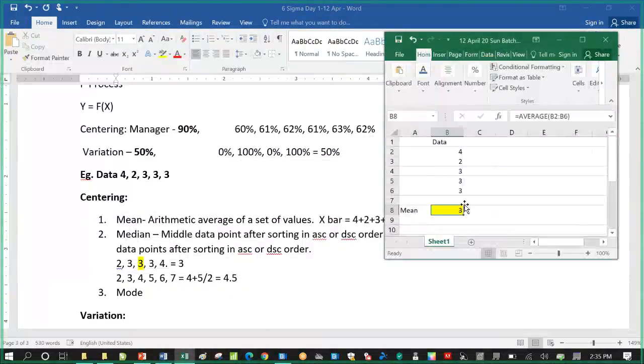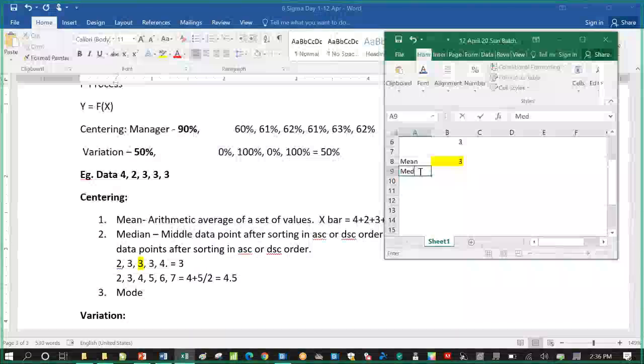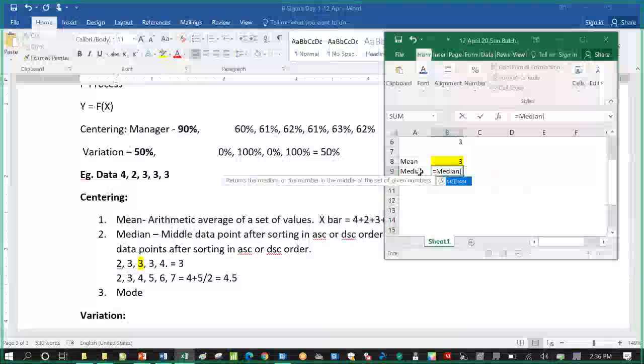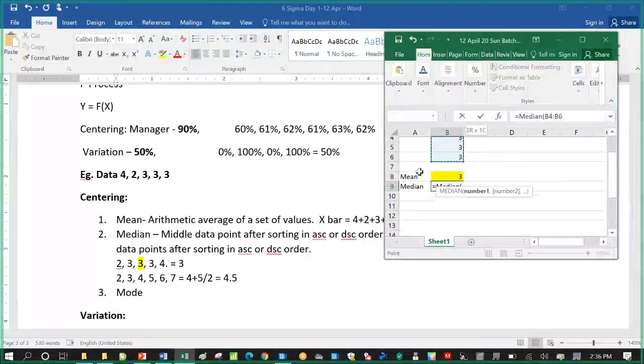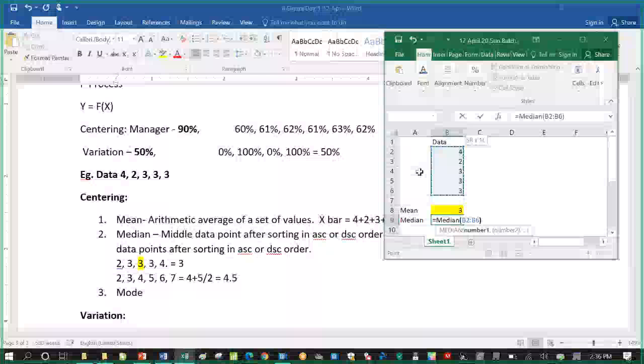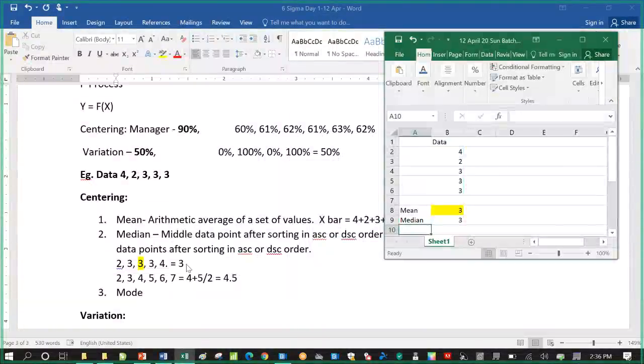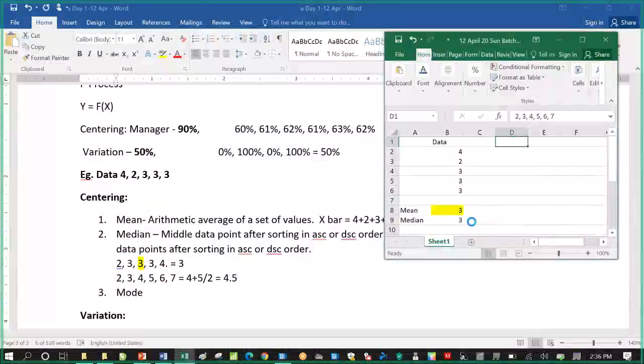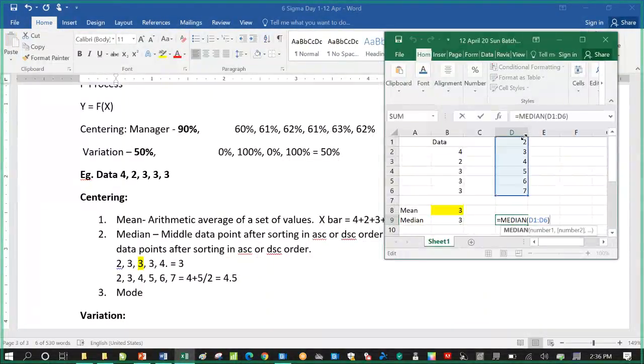Let's do it here. In Excel, how does median work? Equal to median, select the data, and enter. 3, which is correct. And if I have this kind of data, the answer is 4.5. Correct, right?